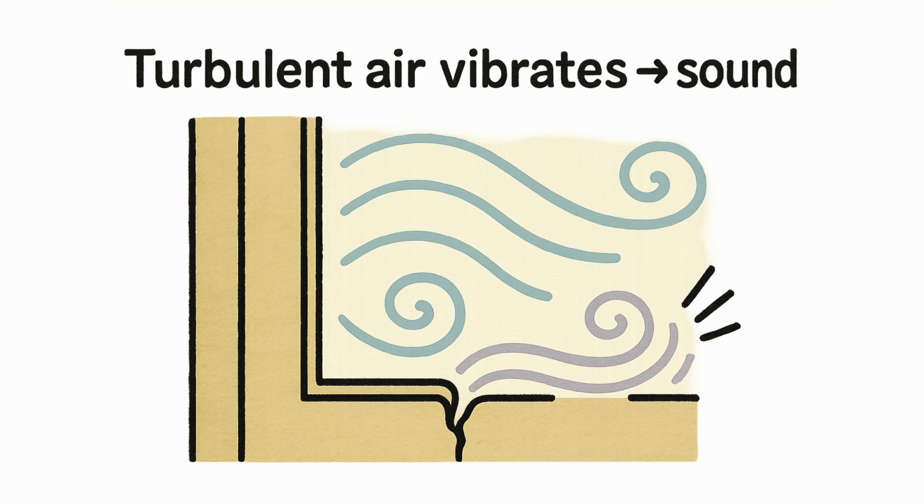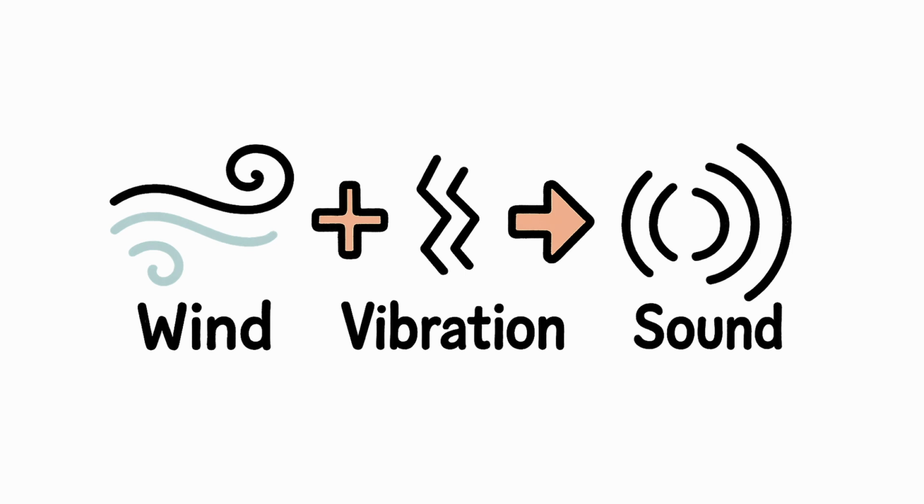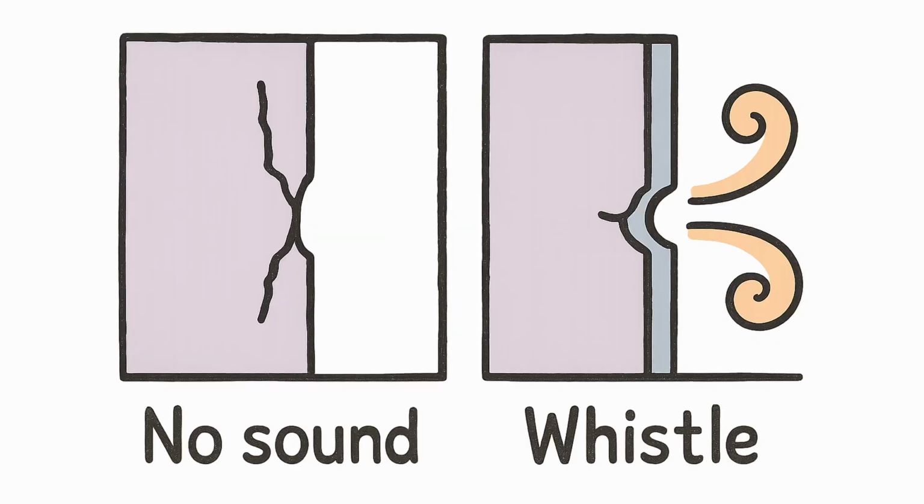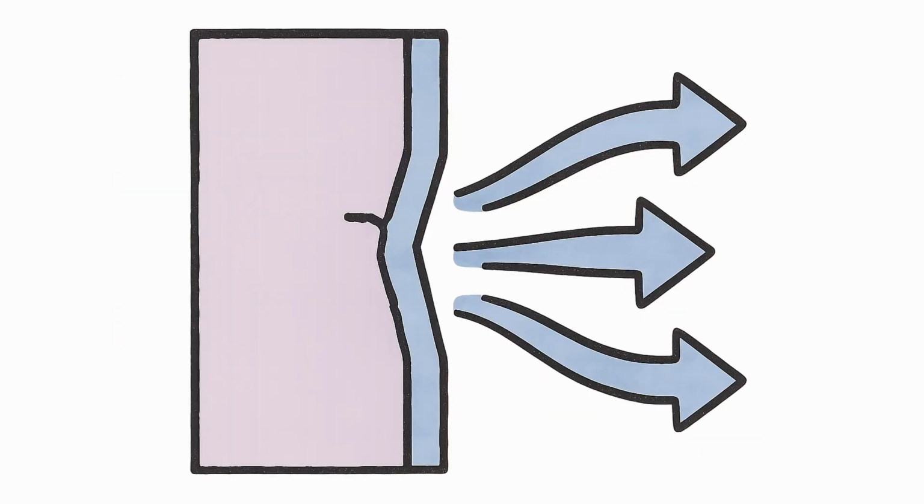Now here's the interesting part. These turbulent movements can make the air vibrate. And when something vibrates, in just the right way, it creates sound. So why do some cracks whistle, while others stay silent? It all comes down to shape, size, and speed.